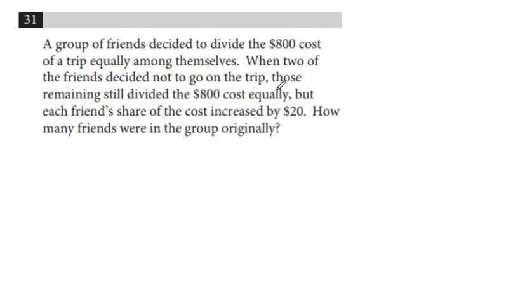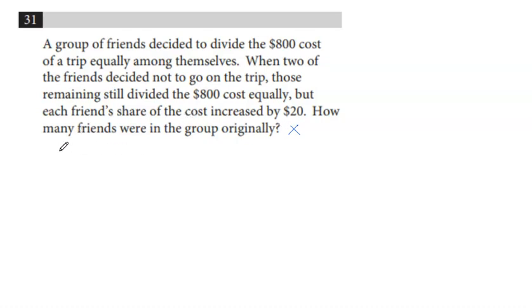All right, so we can choose a variable for the number of friends who were in the group originally, right? So let's say it's X. We don't know what it is, right? So we're trying to find what X is. So the first thing we do is try and express this word problem in the form of an algebra or an equation.